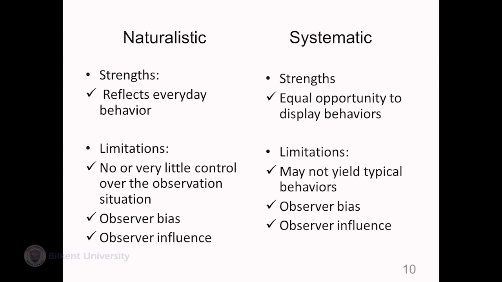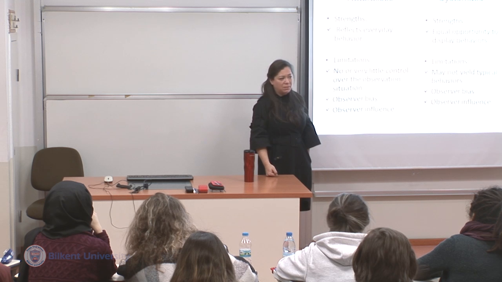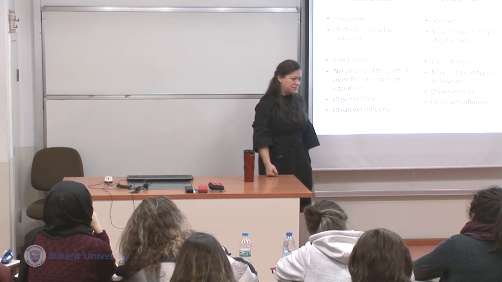Observer bias and observer influence are limitations of naturalistic research. However, these limitations are actually shared with systematic research as well. Observer bias, we talked about it. Observer influence, the fact that you are observing someone might change their behavior. Not might, it usually does.